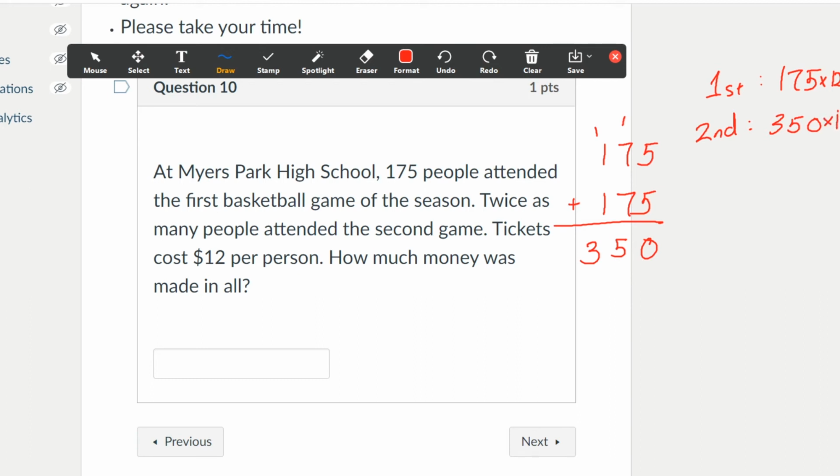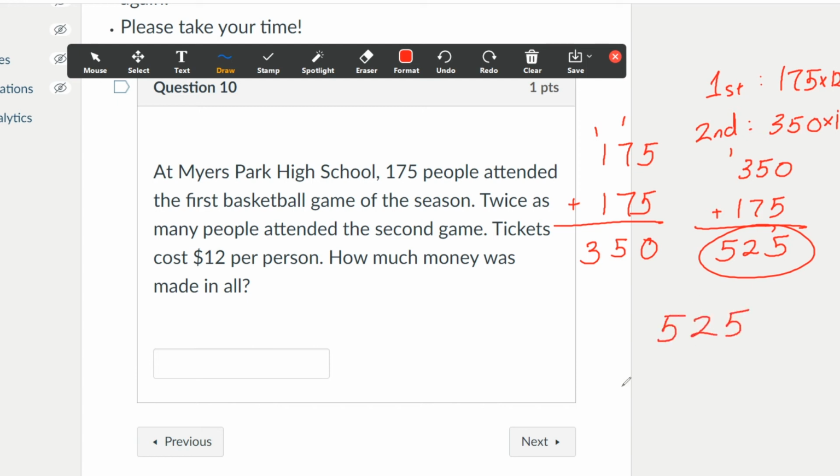Or I can just find out the total number of people that went to both games. And that's going to be 350 plus 175. 0 plus 5 is 5. 5 plus 7 is 12. The 1 plus 3 is 4, plus 1 more is 5. So a total of 525 people went to the games. And they all paid $12 each. So now I can do 525 times 12.